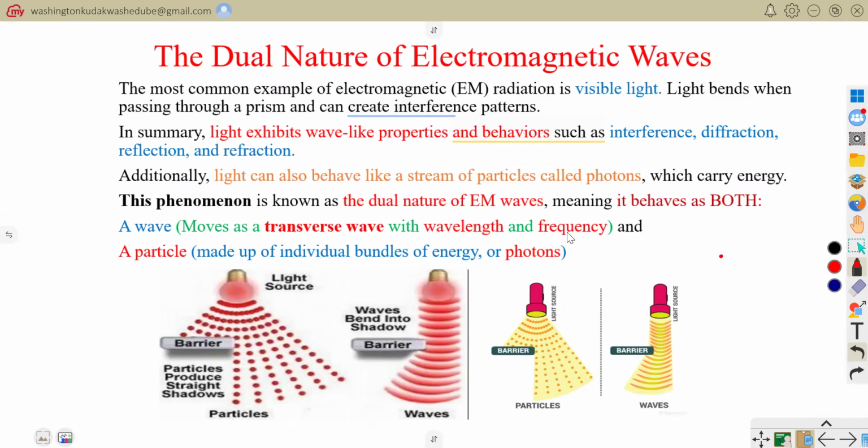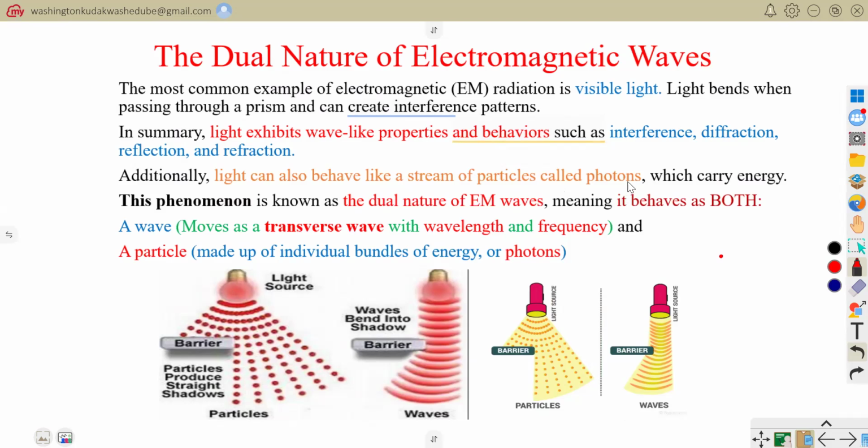So you have seen that this phenomenon is what we refer to as the dual nature of electromagnetic waves. Meaning that these waves behave both as a wave and as a particle. When they behave as a wave, they move as a transverse wave with wavelength and frequency. And when they behave as particles, they are made up of individual bundles of energy, or photons. So that is what we call the dual nature of electromagnetic waves.